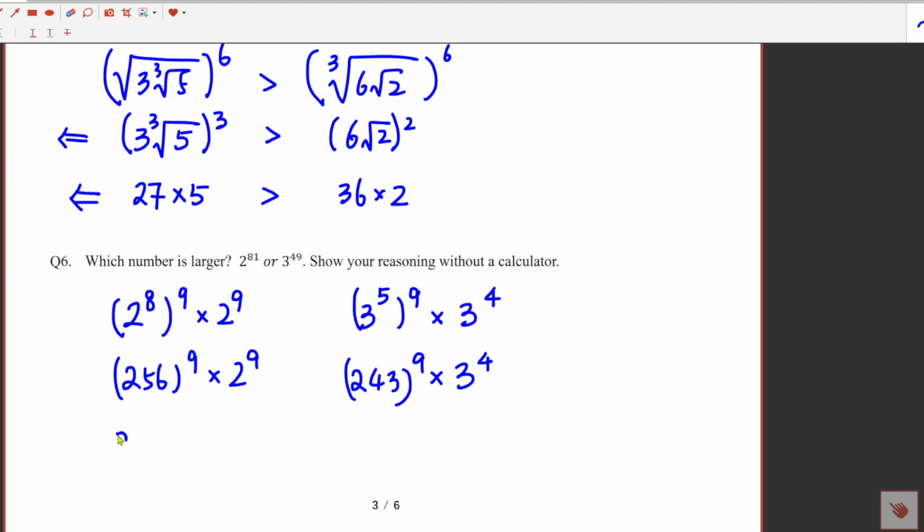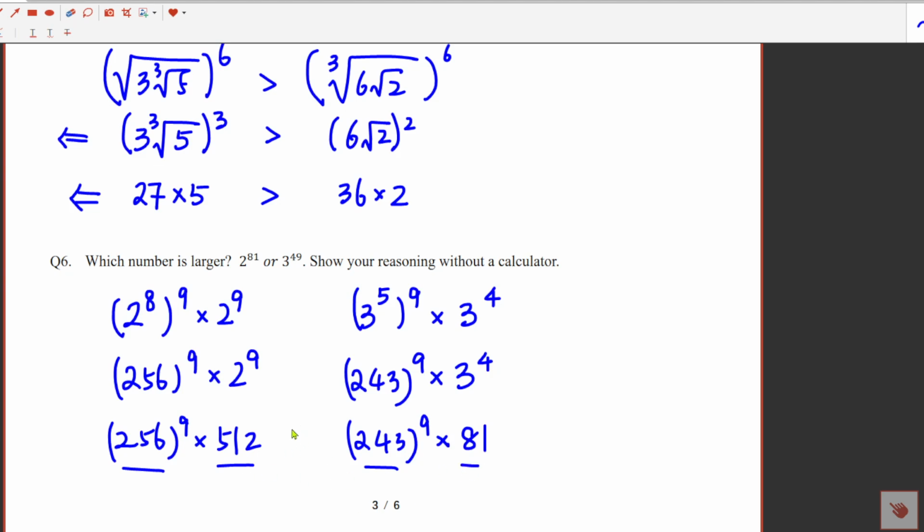And then the left side is 256 to the power of 9 by 512, right? The right side is 243 to the power of 9 by 81. So we know this number is larger than this one, and this number is larger than this one. So we should put a larger than sign here, right? And in each step, it did not change the direction of the inequality sign. Therefore, we know 2 to the power of 81 is larger than 3 to the power of 49, right? Did you get it? Any questions?